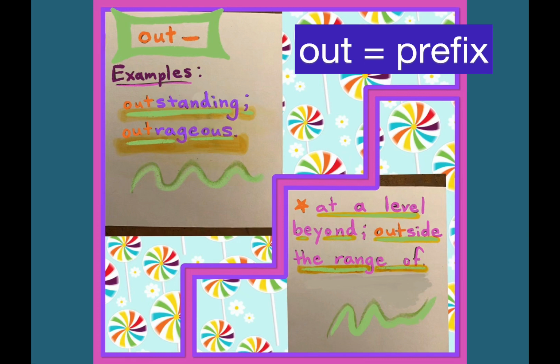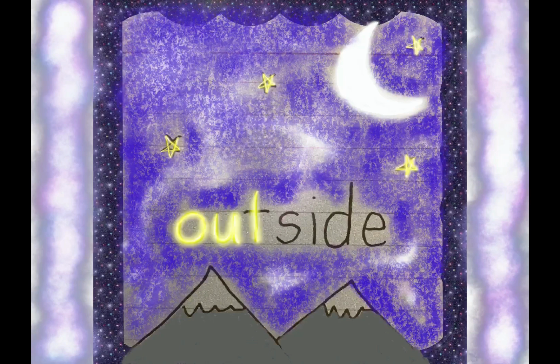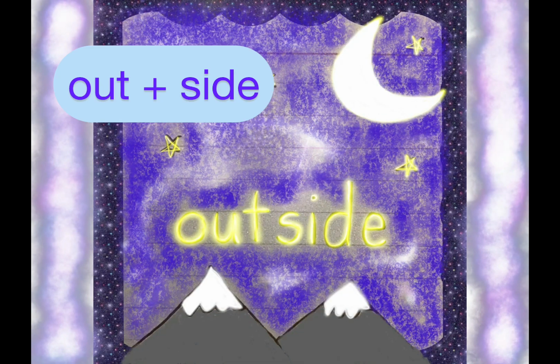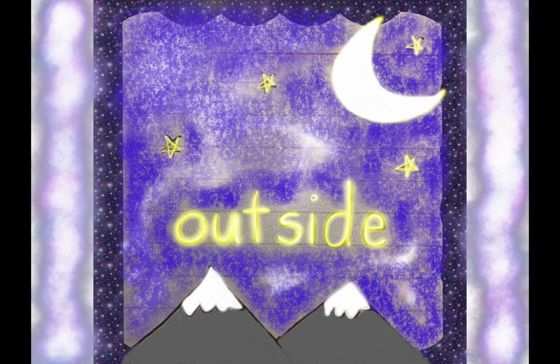Out is the prefix for the words outstanding and outrageous. Out means at a level beyond or outside the range of when we use it as a prefix. This is a compound word, out plus side. I love being outside.